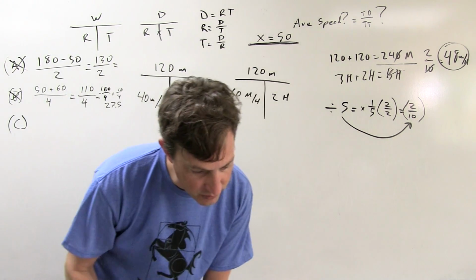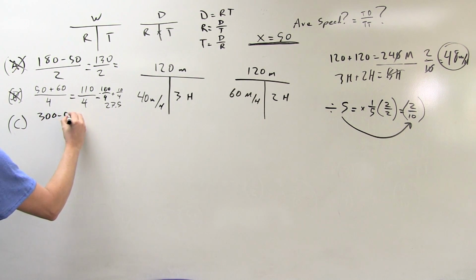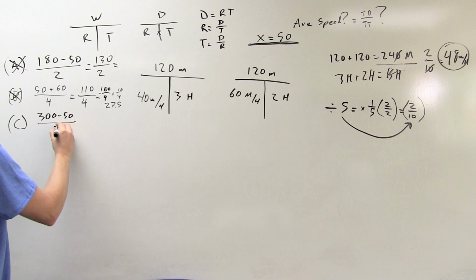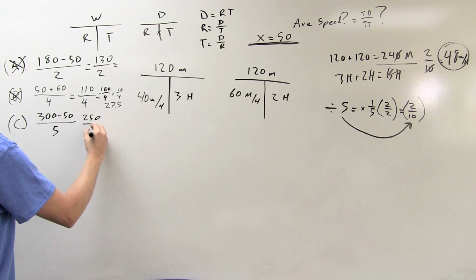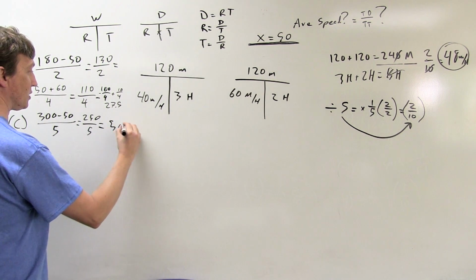Choice C. What do we get there? 300 minus x over 5. 300 minus 50 over 5. Well, that's going to be the same as 250 over 5. And potentially the easiest way to do this one is just to do the math. That's going to be 50.